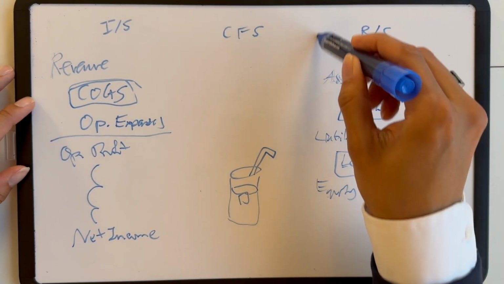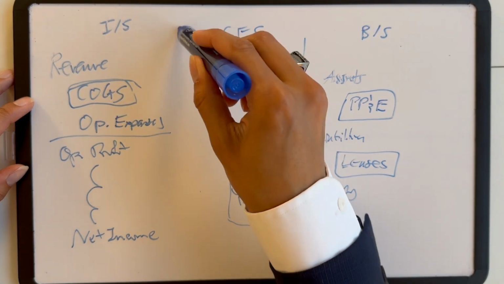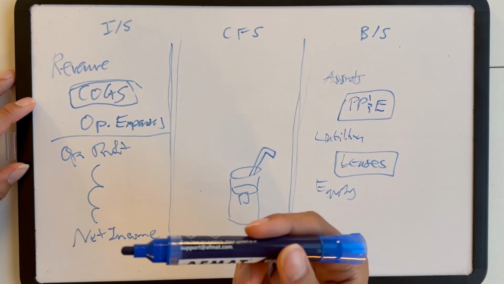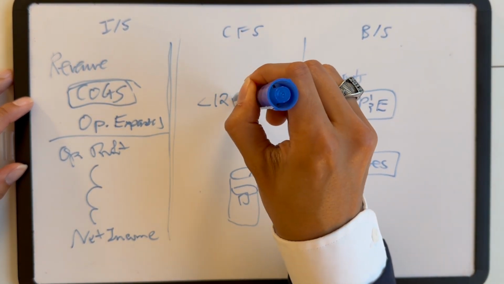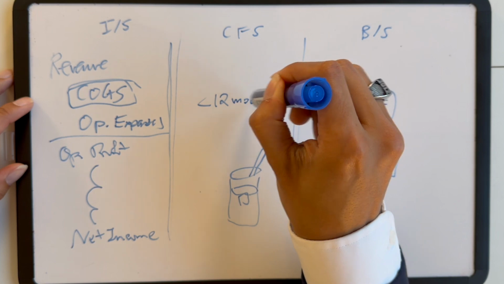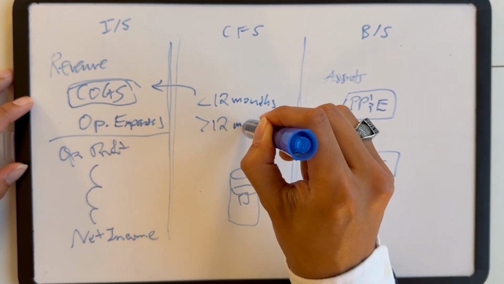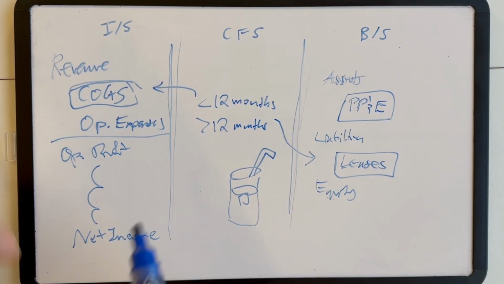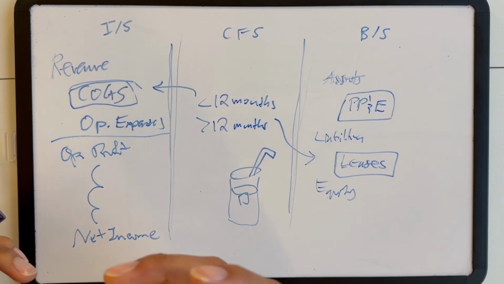So there's that difference between capitalizing a cost for the business and expensing a cost for the business. The way I think about it is, less than 12 months, we're going to expense it. Greater than 12 months, we're going to capitalize it. That's the fundamental difference, and a way you can think about how expenses are categorized.